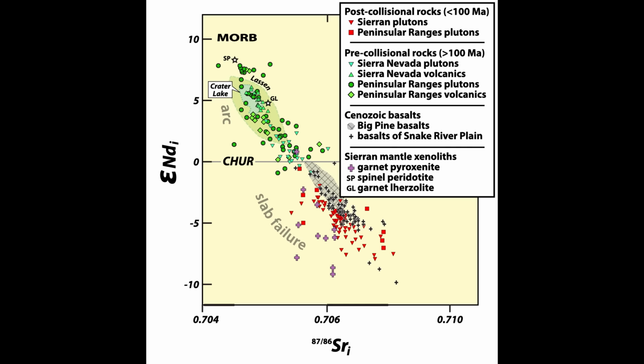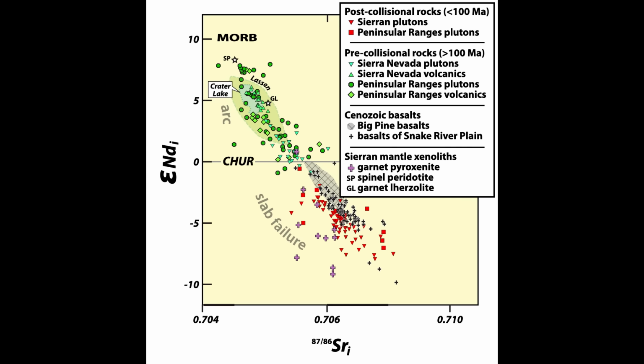And in fact, I've shown in this figure some big purple crosses. They're garnet pyroxenites, also mantle rocks that have come up from the mantle in diatremes at younger periods of time. And also Snake River Plain basalts are shown in small black crosses. All of these have the same initial strontium ratios as the post-collisional rocks in the Sierras and the Peninsular Ranges.